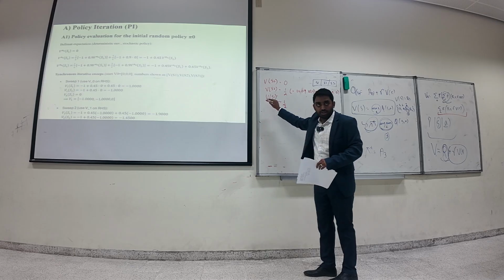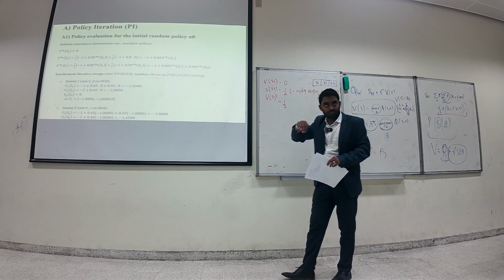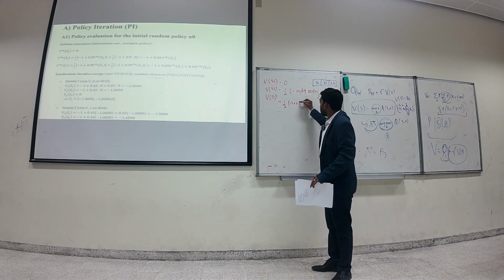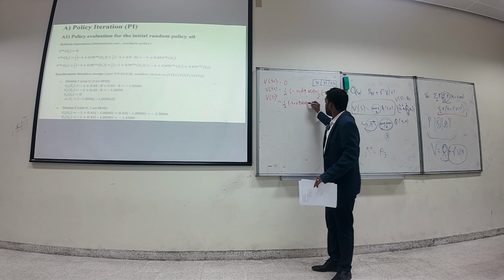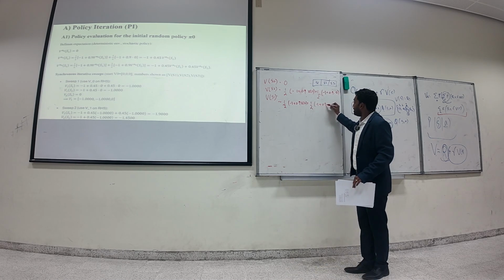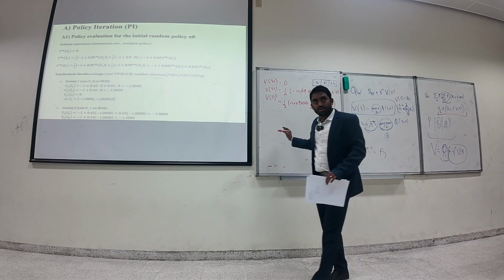For S1, again, if you take a left, you will stay in that state because it's an invalid move basically. So it would be minus 1 plus 0.9 times VS1, plus the other possibility, minus 1 plus 0.9 times VS2. Cool up until this point?